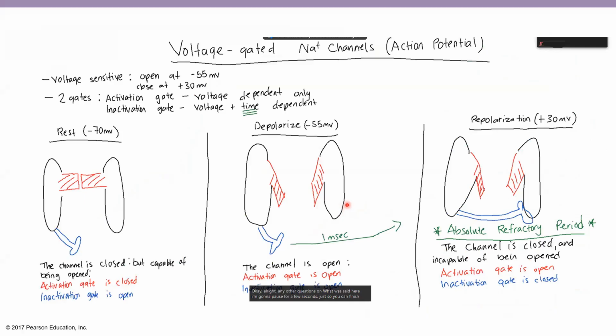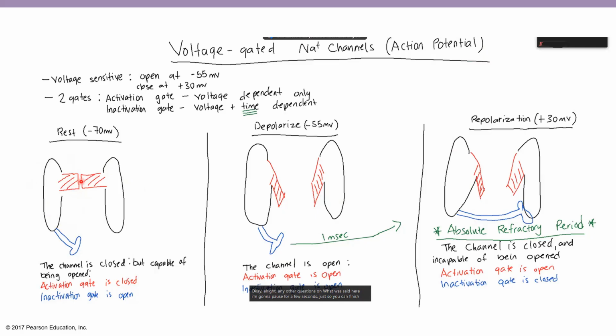Now let's remind ourselves here of the mechanisms of the voltage gated sodium channel. So how does the channel look like at rest? When it has the two gates on it, so the activation gate and the inactivation gate. Now, when the membrane potential goes from -70 to -55, so from rest to being depolarized, this is where the channel is capable of opening, but the activation gate is still closed.